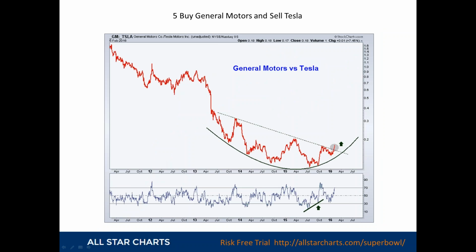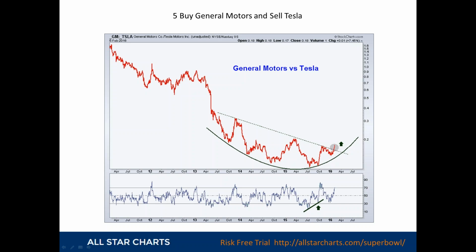So getting into the top 5, guys, I think these are some very important charts, not just from an analytical standpoint, but for execution purposes as well. Here we're looking at General Motors relative to Tesla. And Tesla's been the big winner in the automotive space for many years. That's not a secret. General Motors is General Motors. But I think that this trend is now changing.